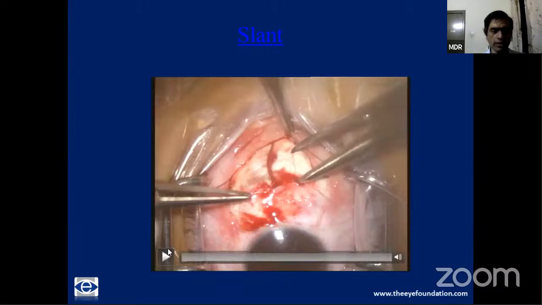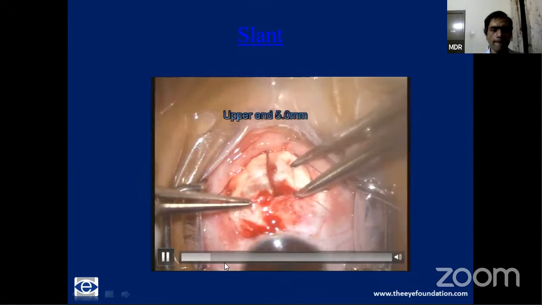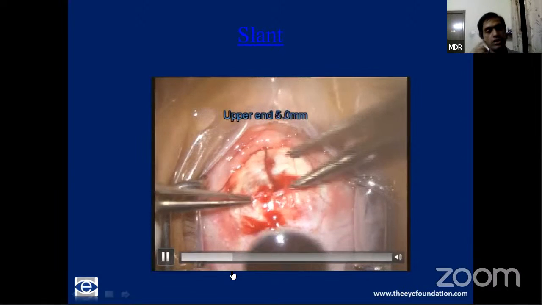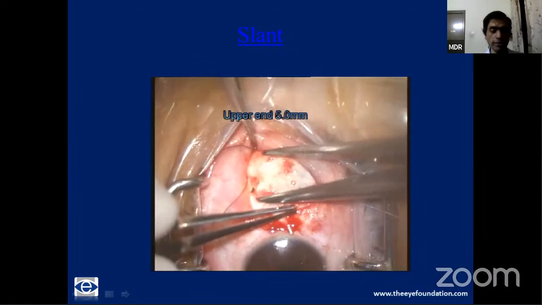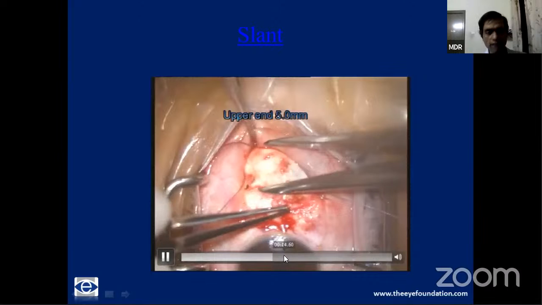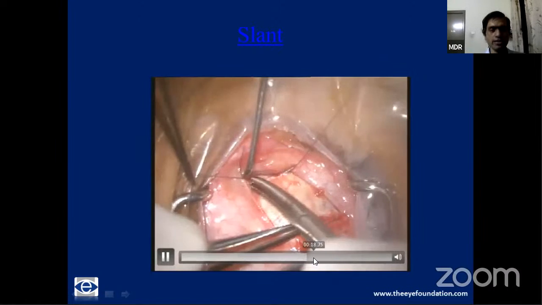Okay, for a slant, just for the purpose. So upper end is marked 5 mm. So let's say you have to do a lateral rectus recession for a V pattern. Upper end would be marked 5 mm and lower end would be marked 7 mm. You can do it on both sides. I just did it for the purpose of recording, but frankly, I don't believe much in slants.